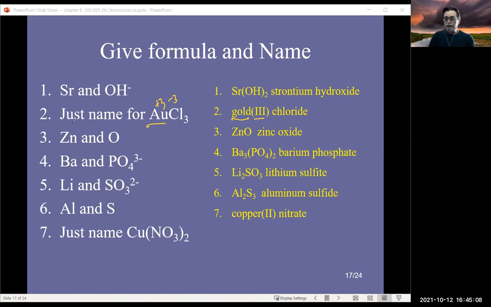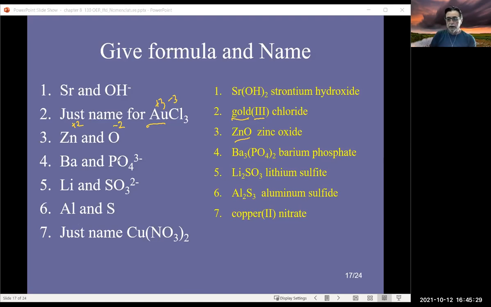Okay. Zinc is one of the group 2 metals, always has a +2. Oxide, as we stated, always has a -2. Simply put them in a 1-to-1 ratio because we got a +2 and -2. And the simple name, zinc oxide, no Roman numerals because zinc is part of the group.